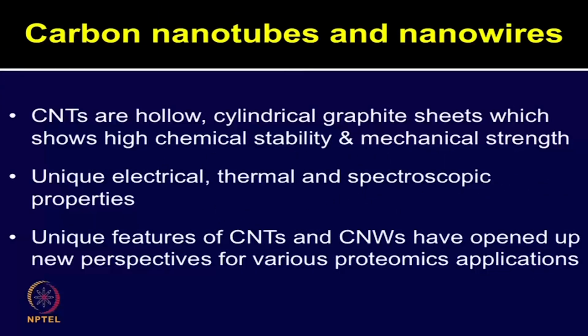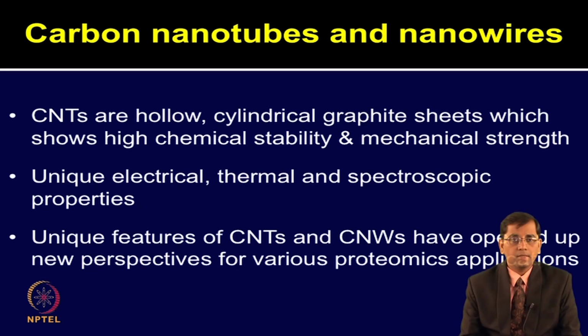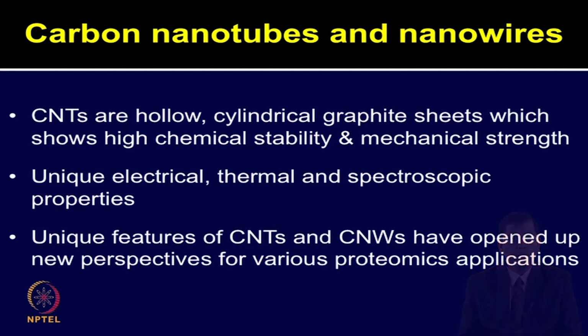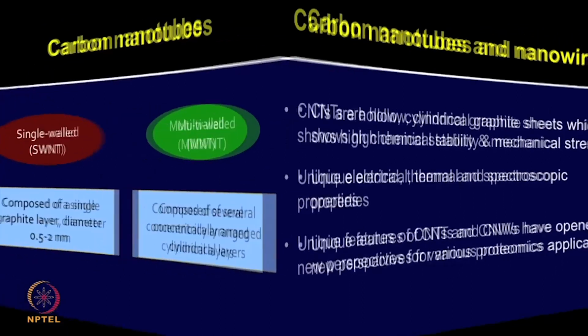So, what are CNTs? These are hollow cylindrical graphite sheets which show high chemical stability and mechanical strength. The carbon nanotubes and nanowires offer very unique electrical, thermal as well as spectroscopic properties. And these unique features of carbon nanotubes and nanowires have opened up many new perspectives in the field of nanoproteomics.